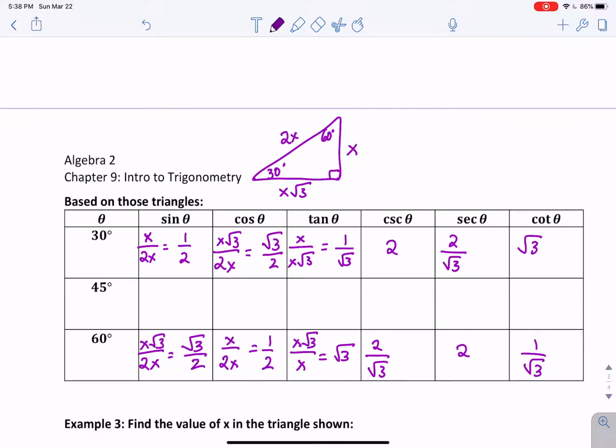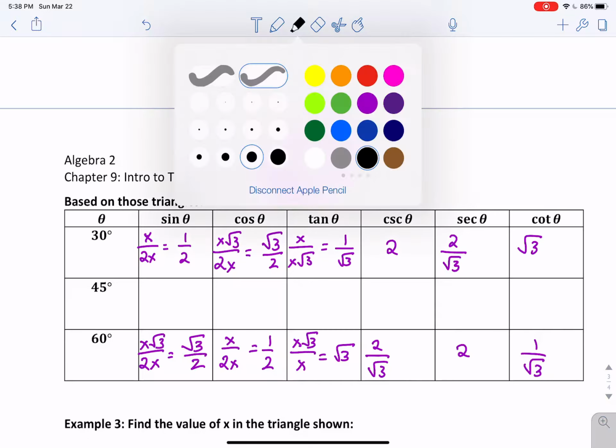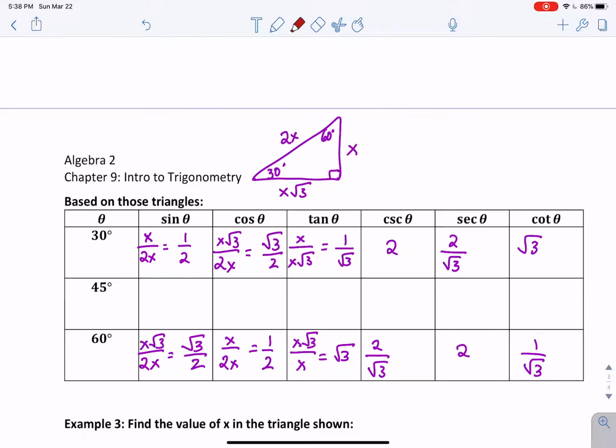So notice between the 30 and 60 degree angles, while we're trying to remember these things without a calculator and just know them off the top of our heads, there's a lot of patterns here. So the sine of 30 degrees is the same as the cosine of 60 degrees. That should make sense because when we drew our triangle, we got these ratios from the same triangle. The only thing that changed is which angle we were looking at. So that just changed which side was adjacent and which side was opposite.